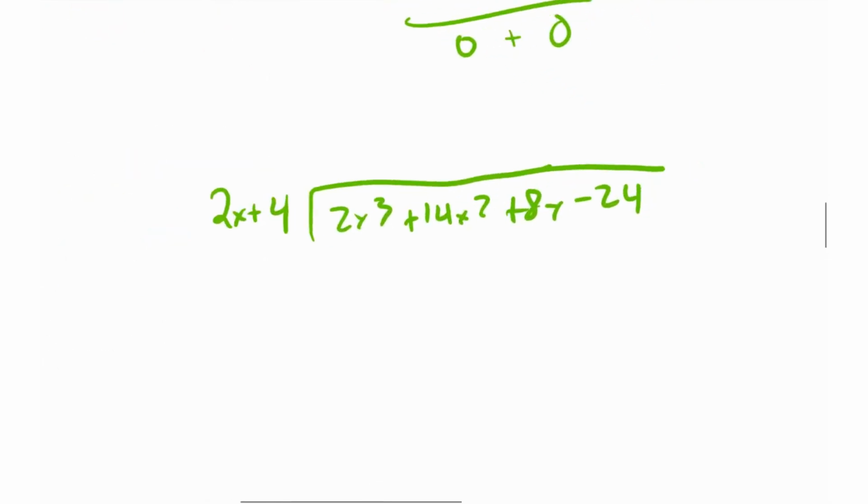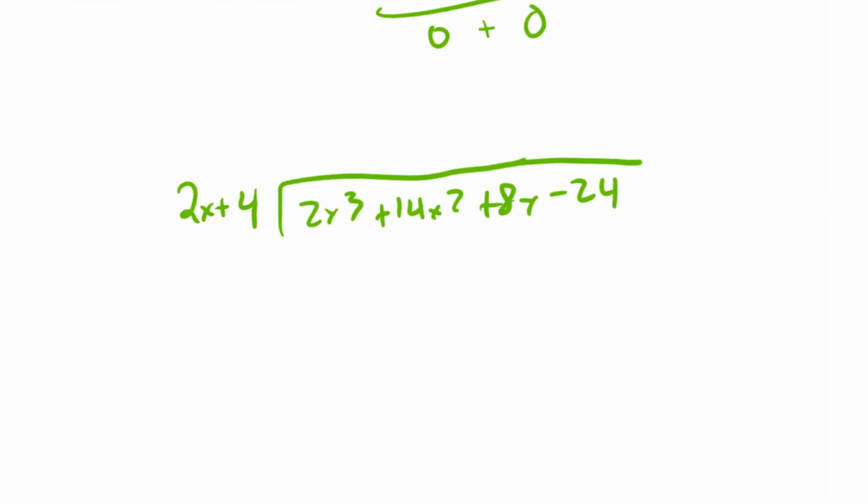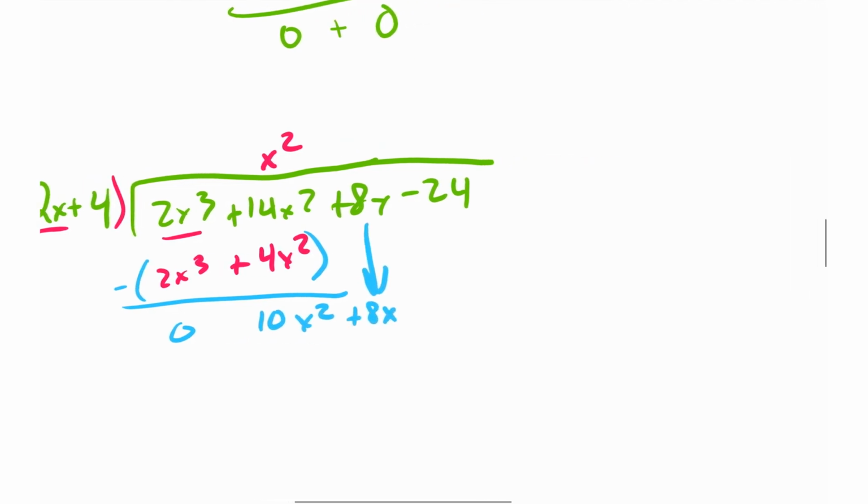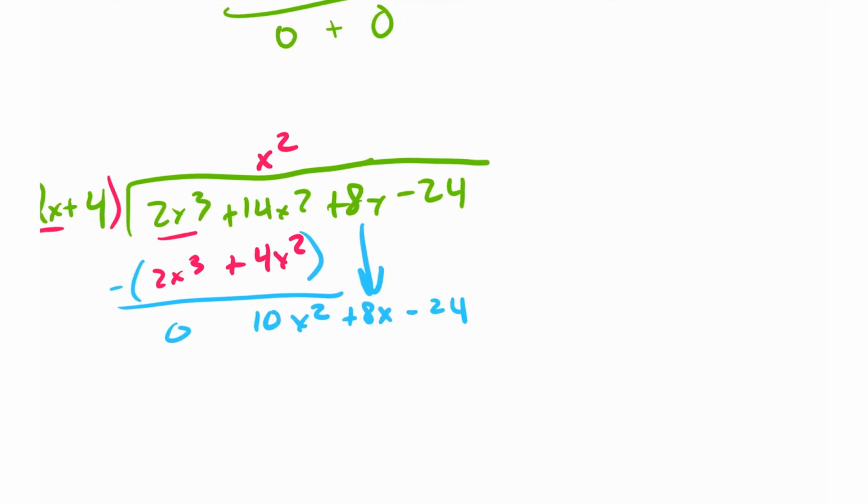All right, let's get a little bit closer in on this. First step here, what do I need to multiply from 2x to get to 2x cubed? Well, that would just be x squared. X squared times 2x plus 4 would give me 2x cubed plus 4x squared. Change color, subtract all this. This becomes 0. 14x squared minus 4x squared is just 10x squared. Bring down the rest. I'm going to bring down the negative 24 too, even though it won't really matter until later, but I'm going to go ahead and do that.